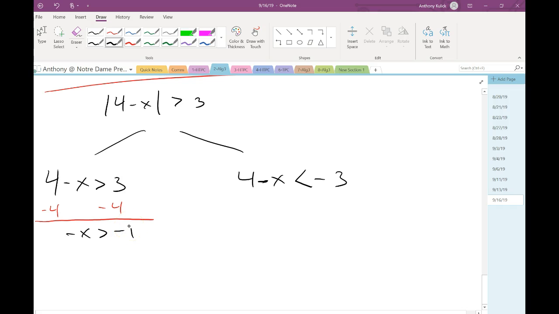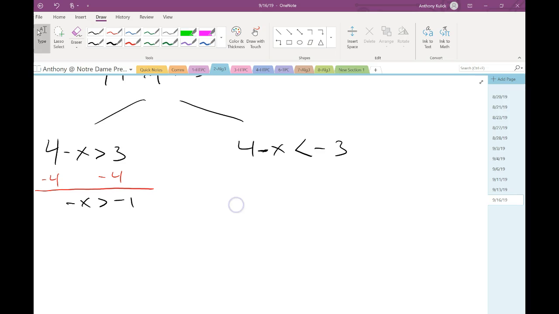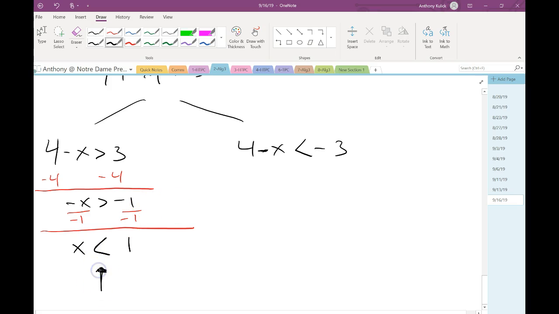Then what do I need to do? I'm still working on that first one. It's not quite done yet. Great. What do I have to remember when I do that, though? Yeah, so whenever you multiply or divide both sides by a negative, you got to remember to flip that inequality sign, like we did there.